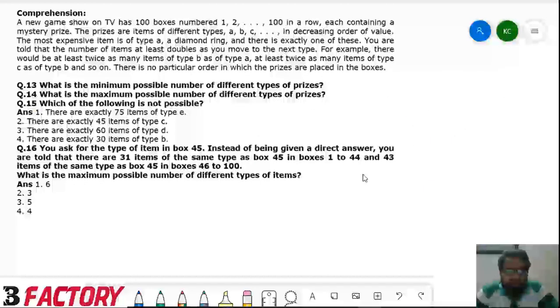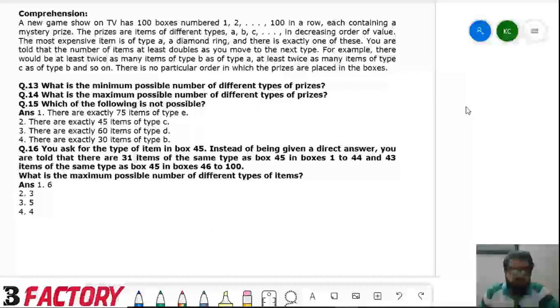Now let's solve the second set. We are given that in a game show, a TV has 100 boxes numbered 1 to 100 in a row, each containing a mystery prize. Prizes are of types A, B, C, and so on in decreasing order of value. The most expensive is of type A, a diamond ring, and there is exactly one of these. So A is one. You are told that the number of items at least doubles as you move to the next type. So B will be two or more.